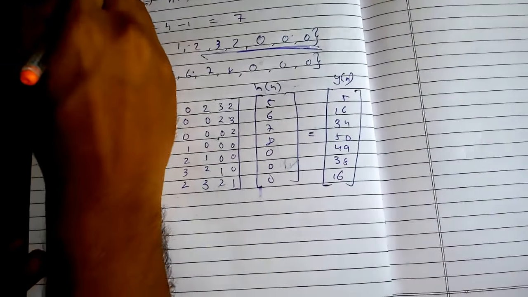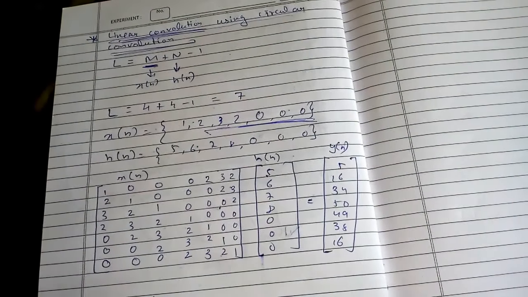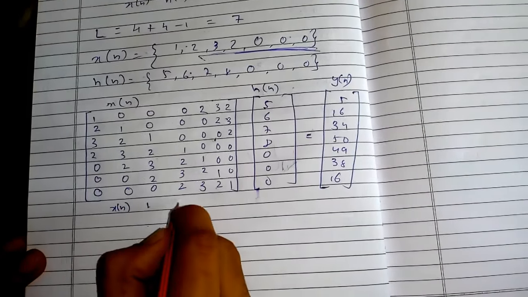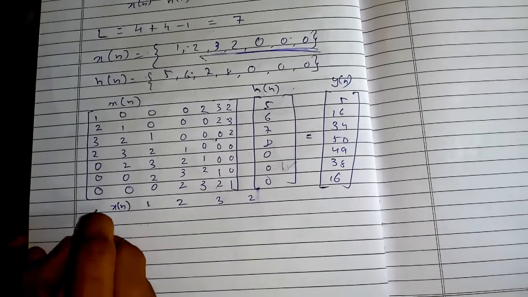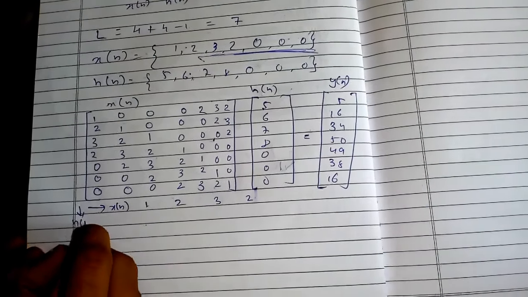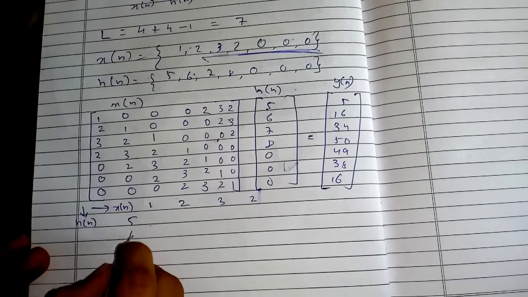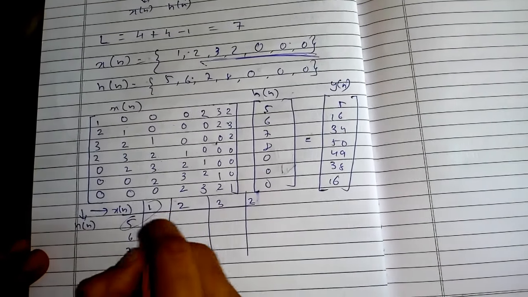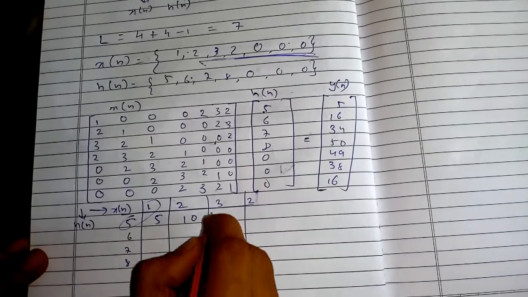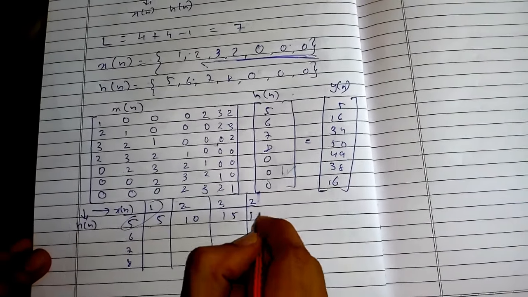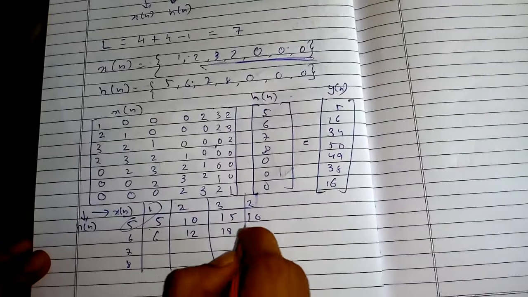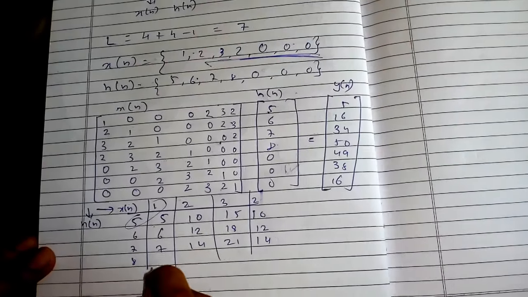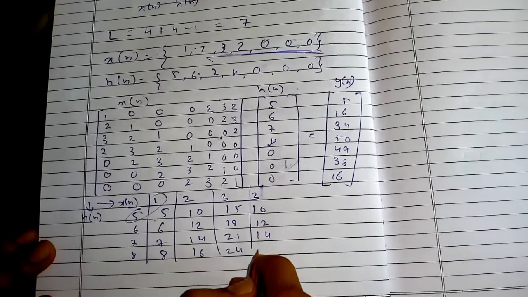Suppose in the question it was just told to find linear convolution and the method was not specified. What you could do is just write x of n, which was 1, 2, 3, 2. Then write h of n here, which is nothing but 5, 6, 7, 8. And what you need to do is multiply them. 5 into 1 is 5, 5 into 2, 10, 5 into 3, 15, 5 2s are 10, 6, 12, 18, 12, 7, 14, 21, 14, 8, 16, 24, 16.